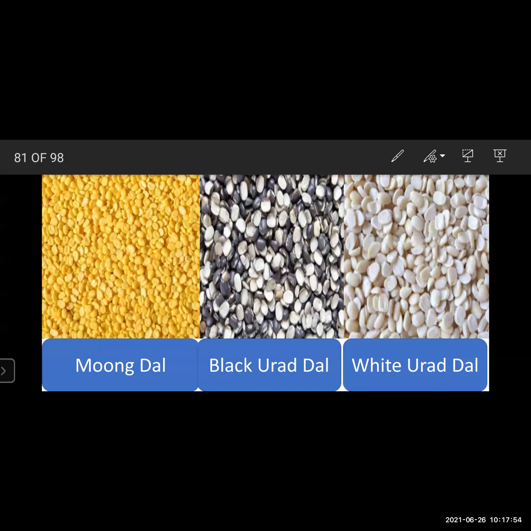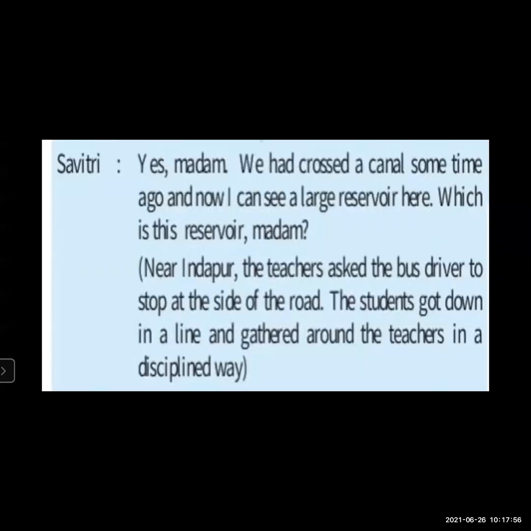Now Savitri has done some observation. Now she is saying something. Yes, madam, we had crossed a canal some time ago and now I can see a large reservoir here. Which is this reservoir, madam?